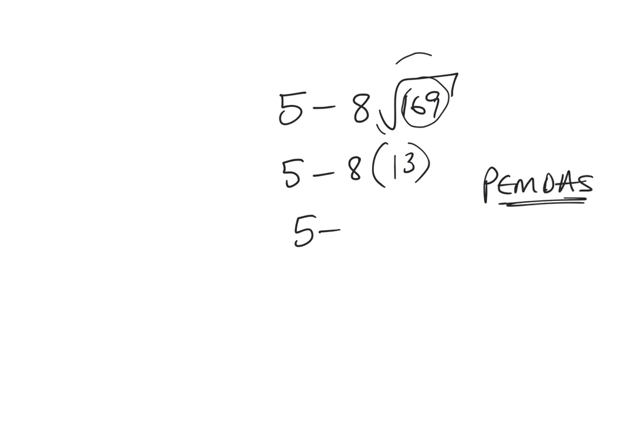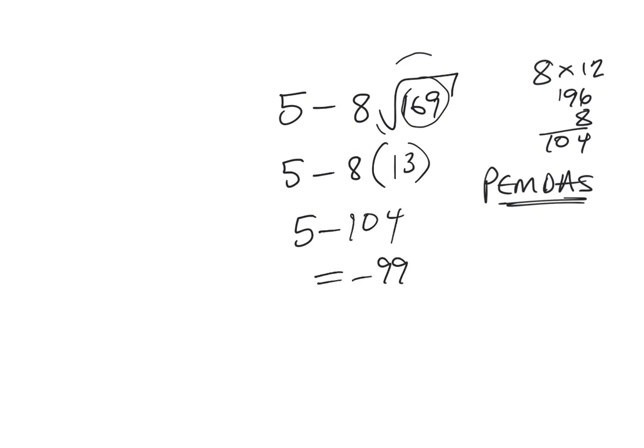So what's 8 times 12, right? And then you add 8 again to it. So we have 8 times 12, we have 96, plus 8 again, we have 104. And so 5 minus 104 is equal to negative 99. So that's how we get the answer to that problem.